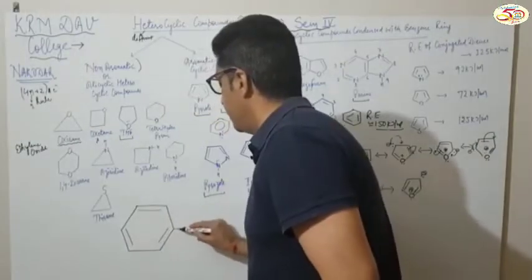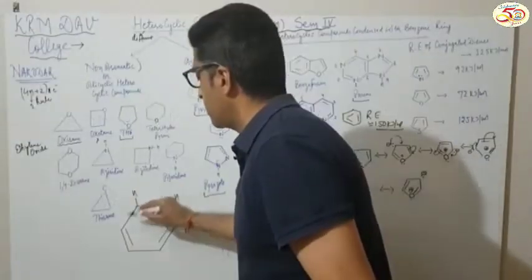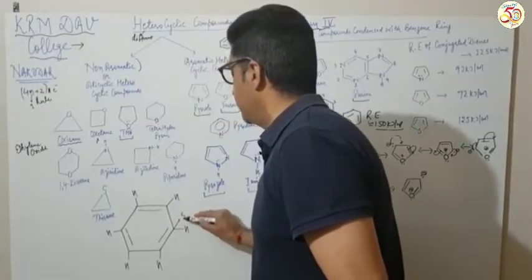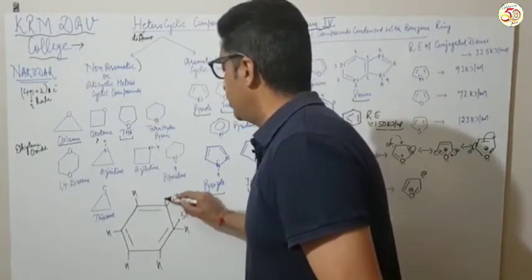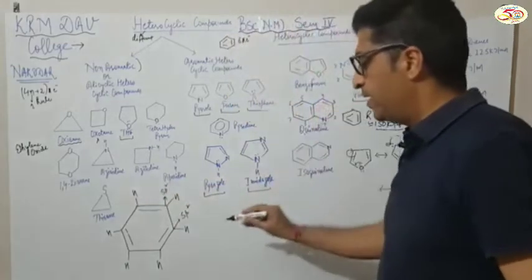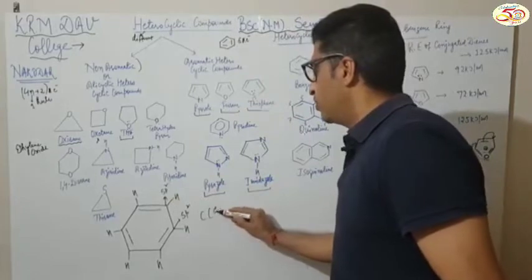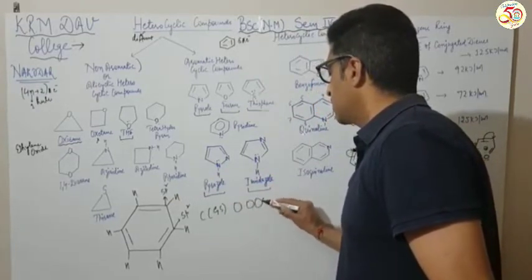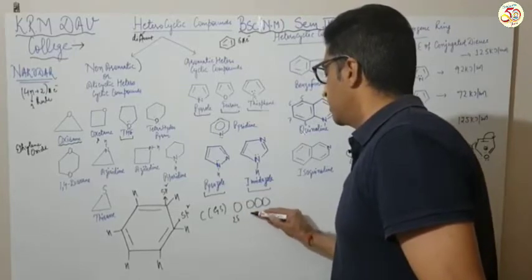This is benzene. Here each carbon atom is sp2 hybridized. So you can answer this well. This is the ground state configuration of carbon: 2s, 2p.